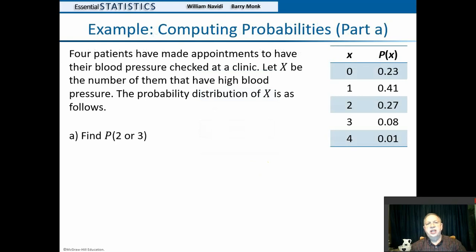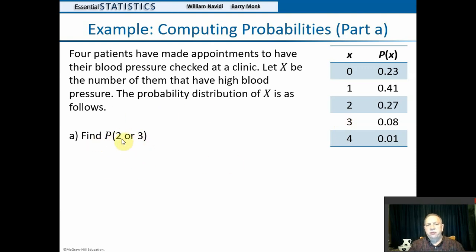So 4 patients have made appointments to have their blood pressure checked at a clinic. Let x be the number of them that have high blood pressure. So the probability distribution of x is as follows: 0, 1, 2, 3, 4. 0 is none of them, and 4 is all 4. And it's asking me to find the probability of 2 or 3.